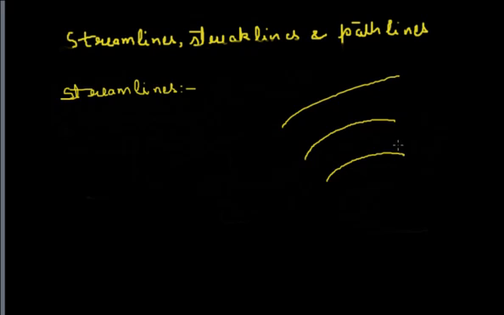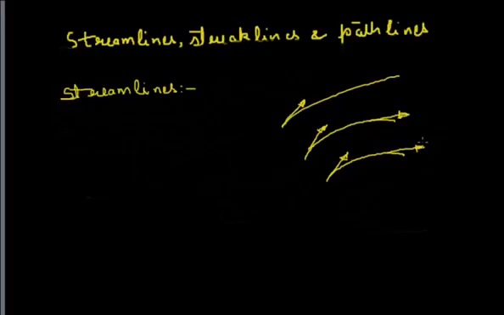Then if we draw a tangent to these streamlines, so this is a tangent, this is a tangent, again this will be a tangent. Again here I will draw a tangent, here I will draw a tangent. Okay, so these tangents will represent the direction of the velocity vector at that instant.